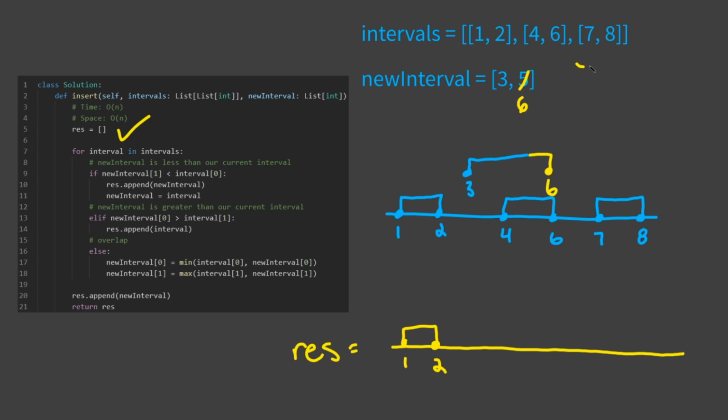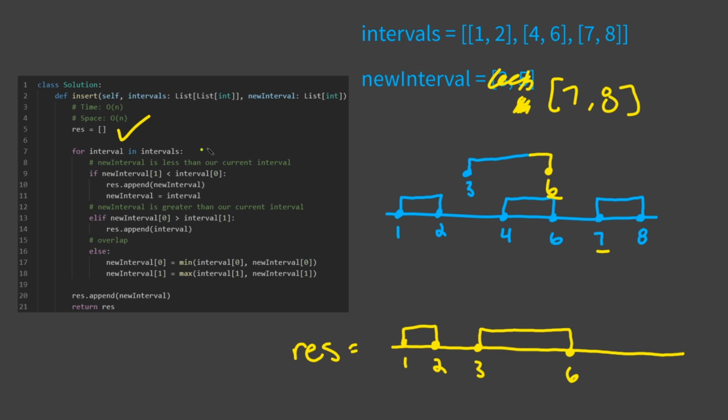So now we check our last interval here, 7 and 8. So let's see, is our new interval less than our current interval? Well, let's check. New interval at the end is 6, and interval at 0 is going to be 7. So this condition is true. So now we can append our new interval to our result array. So now we can add our 3 and 6. And now we update new interval to be this last interval we just went through, 7 and 8. So now we can just say new interval is 7 and 8.